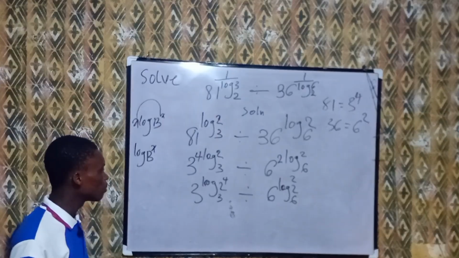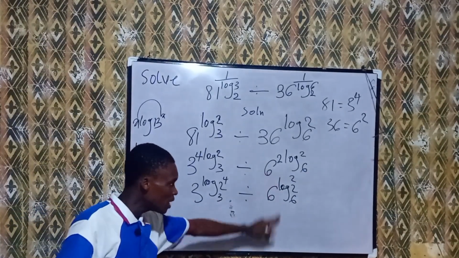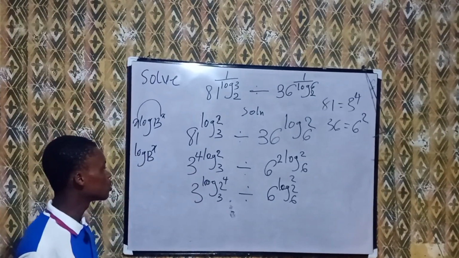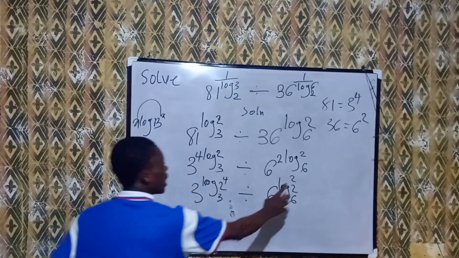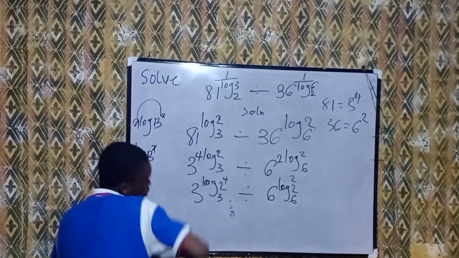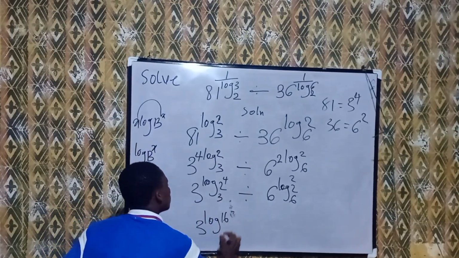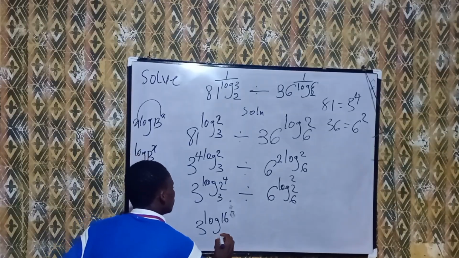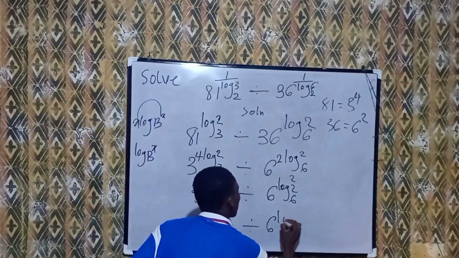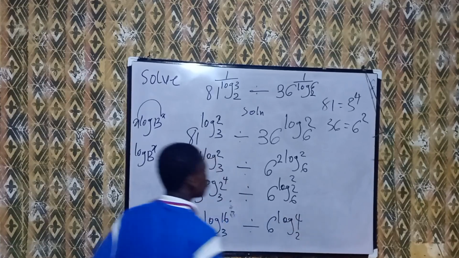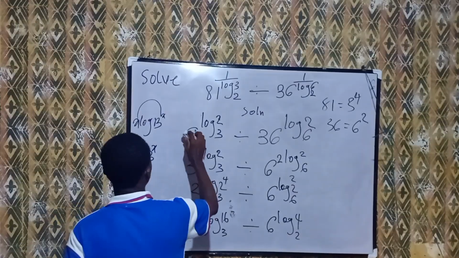Now clearly, what can we see here? Base, base, base, base. So base, base can cancel. Base, base can cancel. But first of all, we know that 2 to power 4 is 16 and 2 to power 2 is 4. So clearly, what can we see? We know that 3 to the power of log 16 base 3 divided by 6 to the power of log 4 base 6. All right. So let's continue.